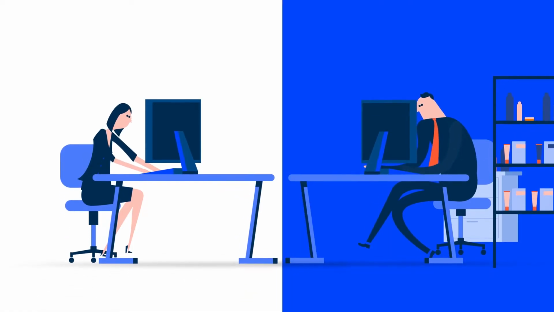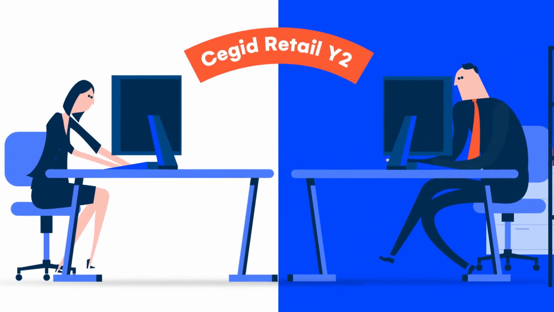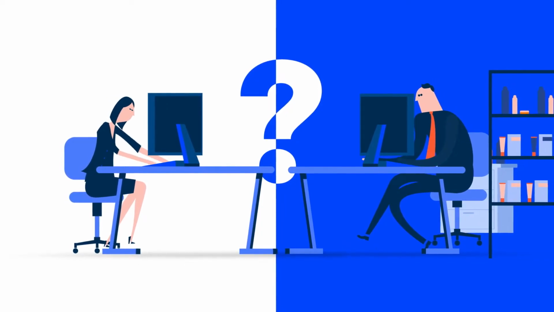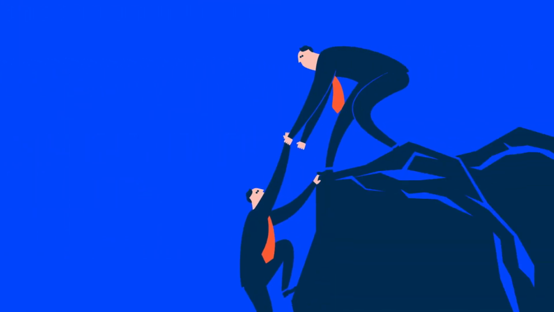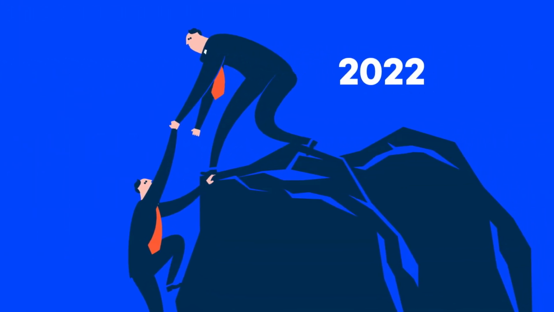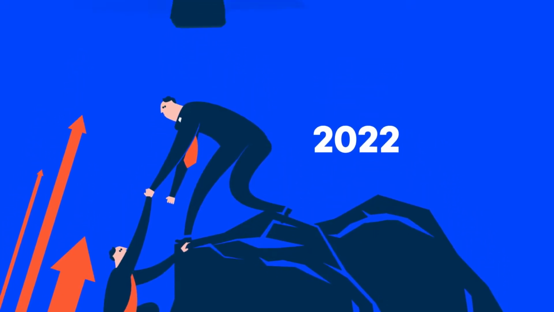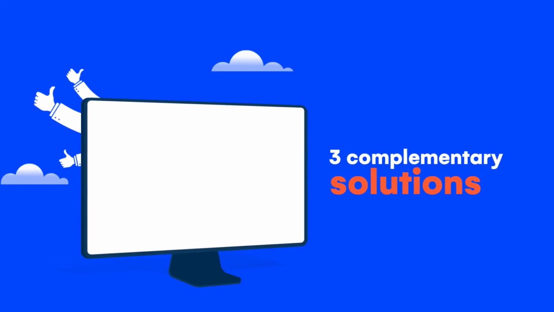You use Cegid Retail Y2 as part of your business at the head office or in stores. You want to know more about its use, how to configure it, or how to improve your skills on the software? Did you know that in 2022, Cegid is strengthening its support to help you answer these questions with complete autonomy? Indeed, the system is based on 3 complementary solutions that we put at your disposal.